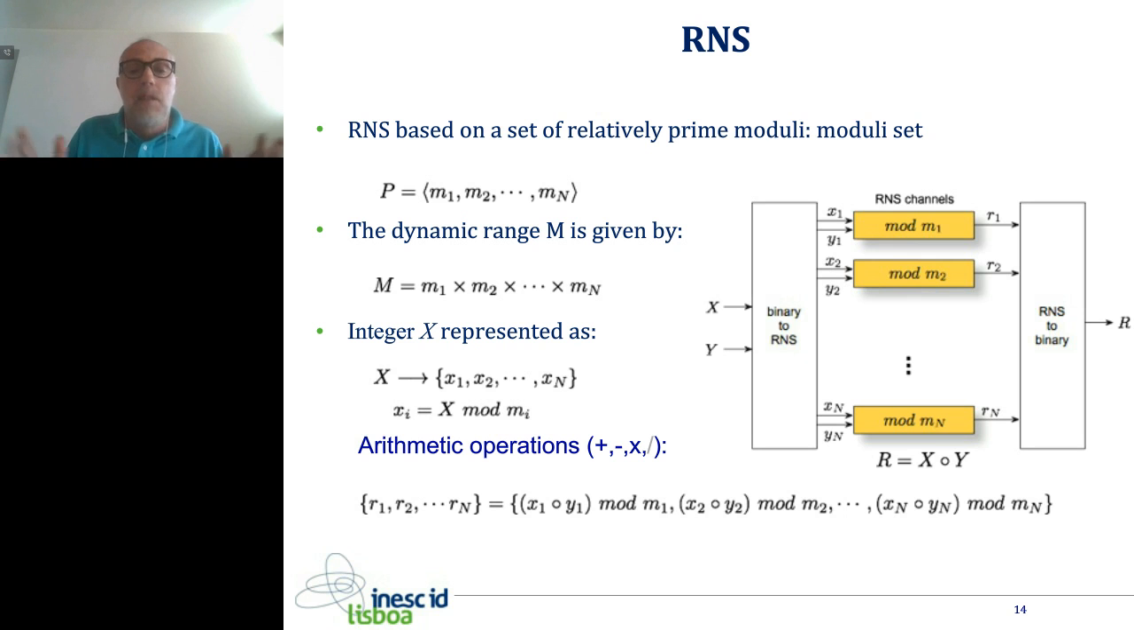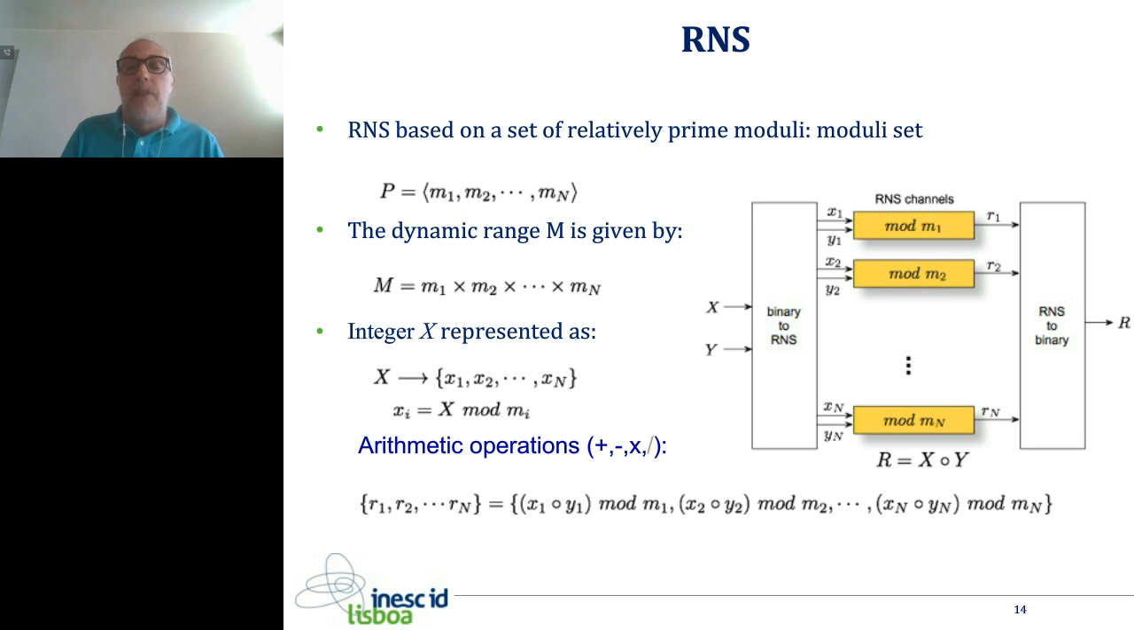Like this, you define a dynamic range, which is the product of the moduli, and you represent an integer by its residues, by doing the integer division of the number that you want to represent by each one of the moduli, and you just pick the remainder of the integer division.